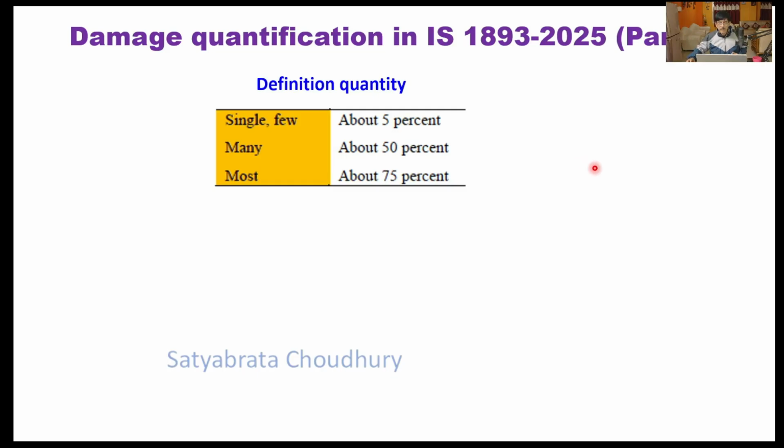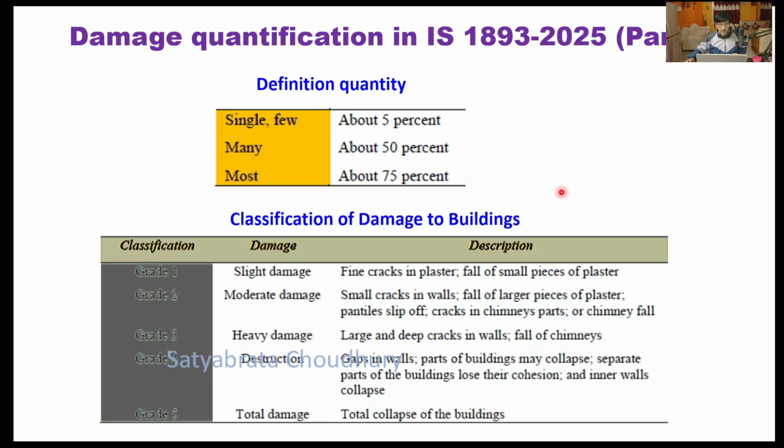Damage index quantification in a way is given in IS 1893-2025 Part 1 in the definition of quantifying like this: single or few, when it is said about 5% of buildings are damaged in the earthquake; many, about 50% damage is there, 50% buildings are damaged; and most means about 75% buildings are damaged.